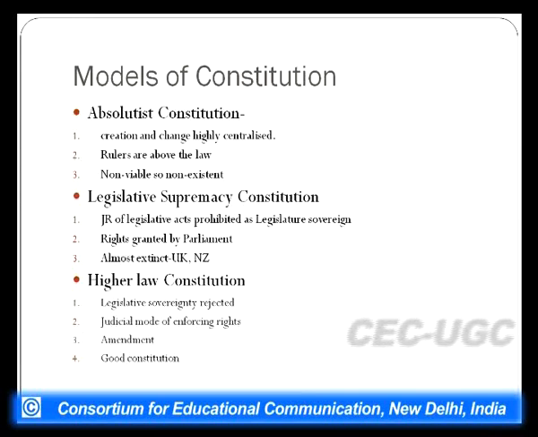So if we look at the first model of constitution, it is called the absolutist constitution. The creation and the changes, as the name suggests, are absolutist. That means the rulers are above the law, and the creation and changes are highly centralized. Because we are moving towards democracy, this can be feasible only in an undemocratic regime, so these are non-viable and non-existent constitutions.